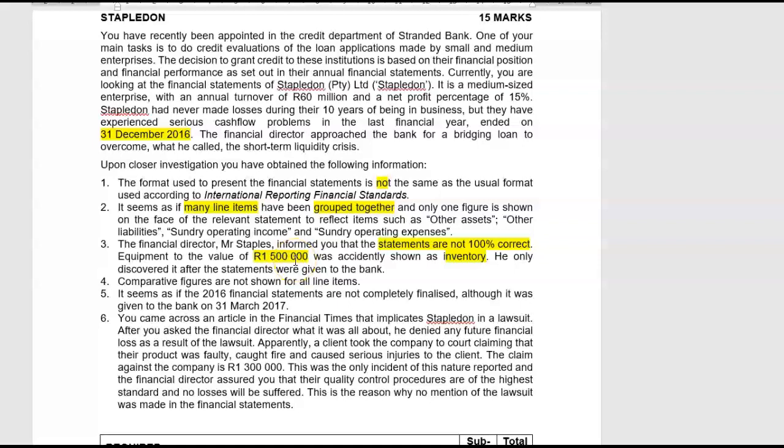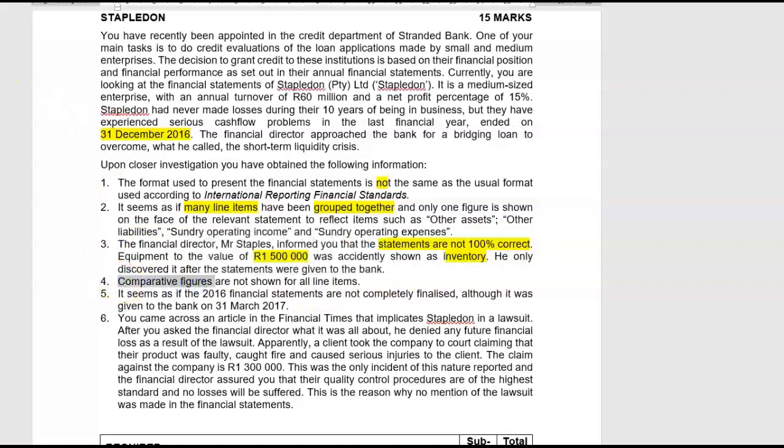Yes, we're going to use the equipment in order to generate income. But with inventory we have cost of sales, and that is the cost price of the inventory that was sold, hopefully at a higher price. So this is a very, very serious mistake that was made in the financial statements.